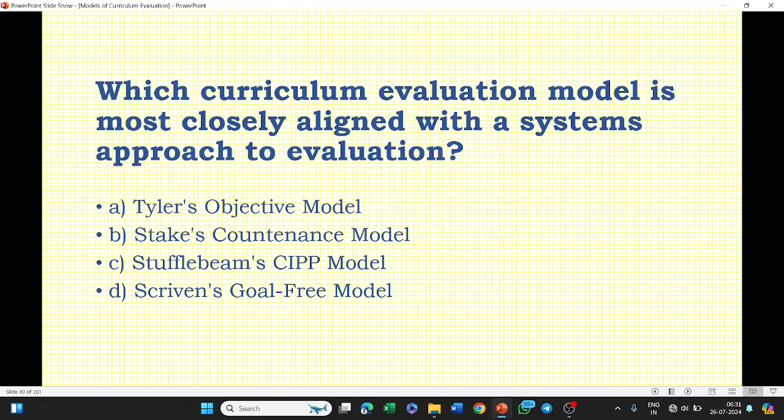Next, which curriculum evaluation model is most closely aligned with a systems approach to evaluation? Options: Taylor's objective model, Stake's countenance model, Stufflebeam's CIPP model, Scriven's goal-free model. Answer of this question is option C, that is Stufflebeam's CIPP model.